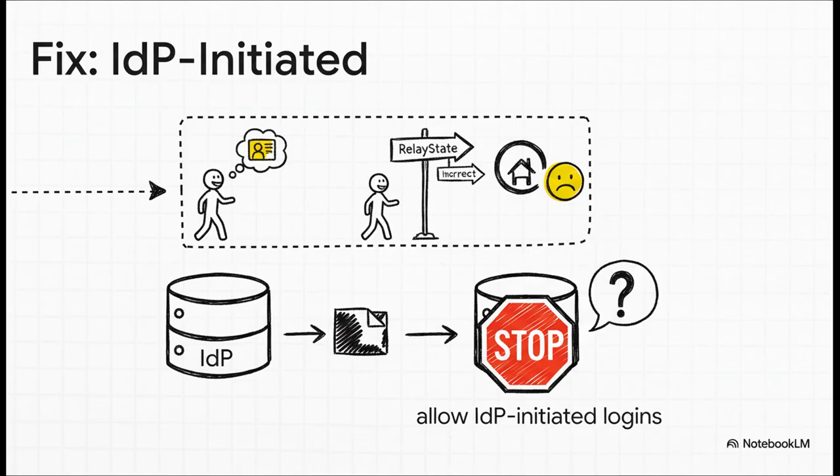For instance, there's a parameter called relay state. You can think of it like a digital signpost that tells the application exactly which page to send you to after you've logged in. If that signpost is pointing to the wrong place, it'll fail. So the fix here is to, first, make sure the app even supports this kind of login, and second, to double-check that all the settings, like that relay state signpost, are pointing to the right spot.